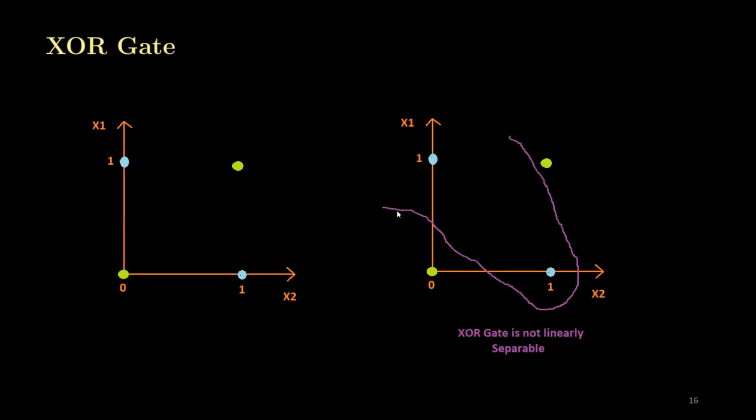So the answer is no. For the XOR gate, we cannot perform a linear classification because XOR gate is not linearly separable. These two samples belong to one class and these two samples belong to the other class. So if we want to perform the classification here, we need something like that, which is non-linear. We can see that if we draw the classification boundary like this, in that case, these 2 points are on one side of the classification and these 2 points are on the other side of the classification. So this is non-linear classification.